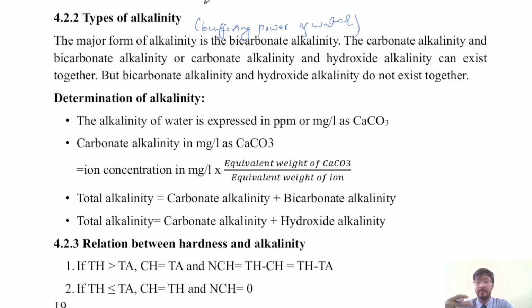There are many sources of alkalinity. The major contributors are bicarbonates, carbonates, and hydroxide. These substances act as a buffer that resists acidification. Carbonate alkalinity and bicarbonate alkalinity, or carbonate alkalinity and hydroxide alkalinity, can exist together, but bicarbonate alkalinity and hydroxide alkalinity do not exist together.